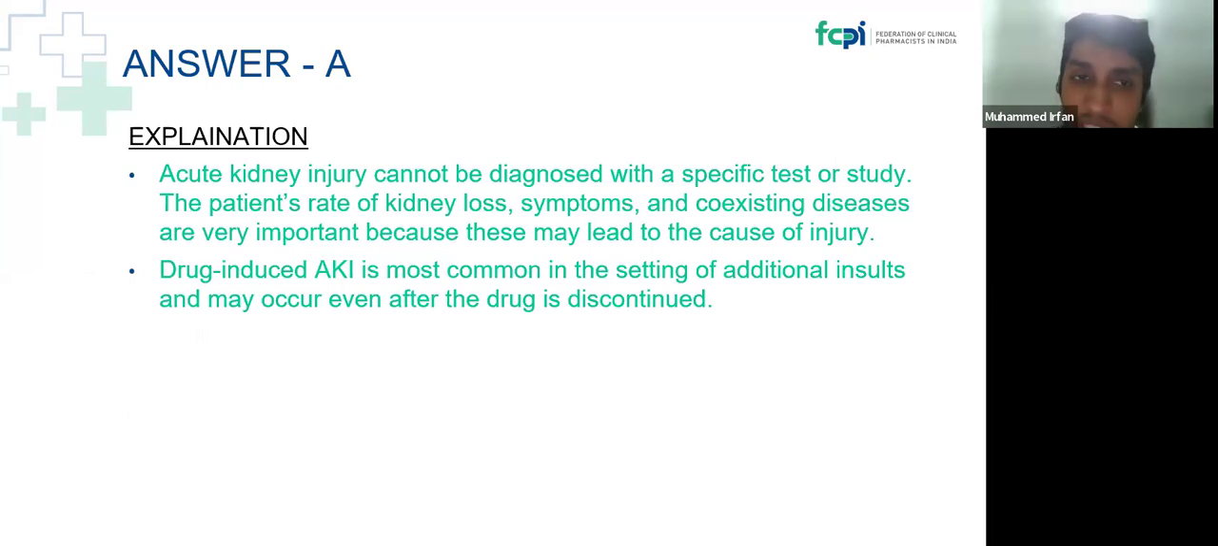I will give the explanation. Acute kidney injury cannot be diagnosed with a specific test or study. The patient's rate of kidney loss, symptoms, and coexisting diseases are very important. As I said at the beginning of the class, medication reconciliation is very important in these cases. The previous medication and medical histories are very, very important in these cases. And drug-induced AKI is most common in the setting of additional risk factors and may occur even after the drug is discontinued.